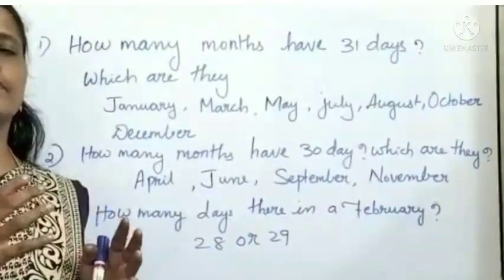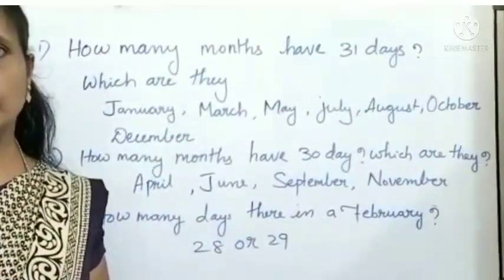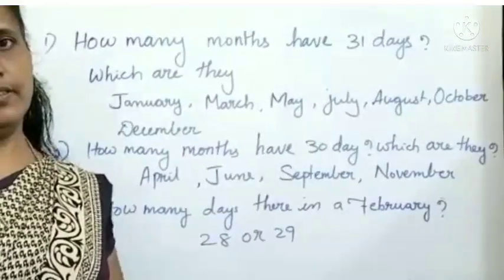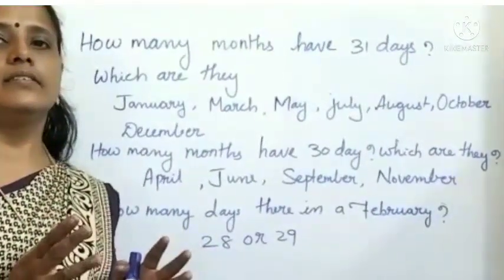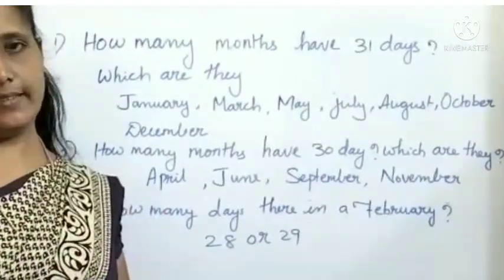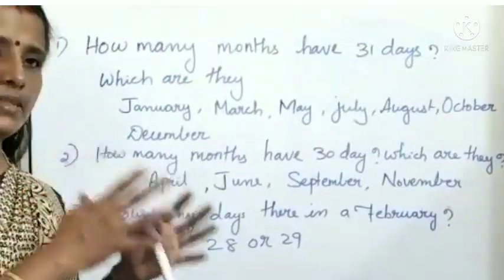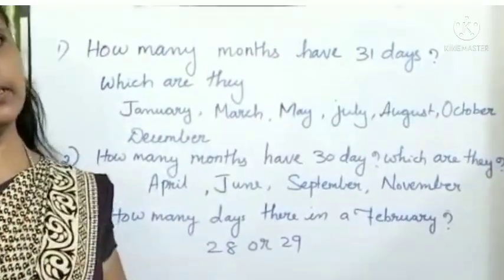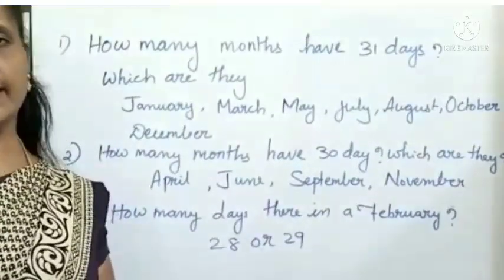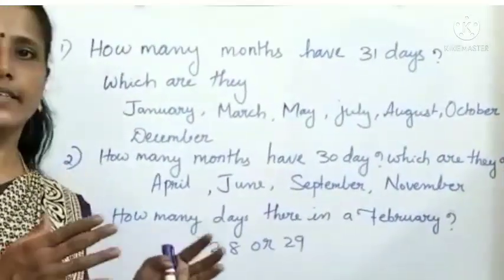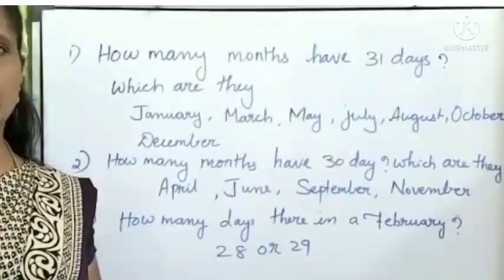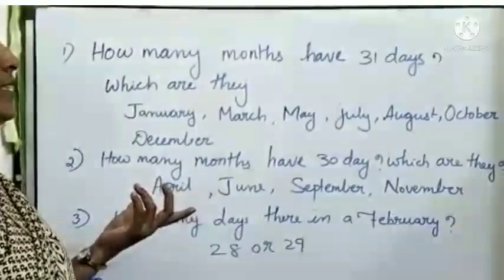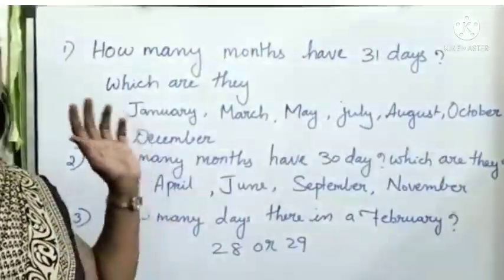So 1 year is equal to 12 months. Every month has how many days? Some months have 31 days, some months have 30 days, and February has 28 or 29 days. So which are the months that we have to mention here?